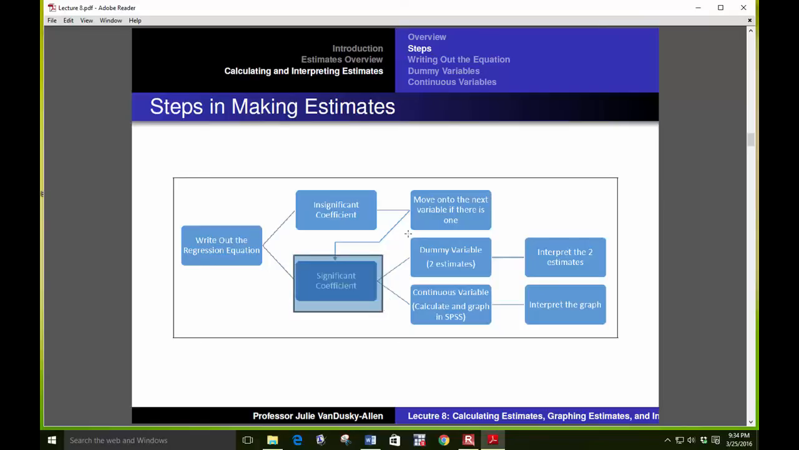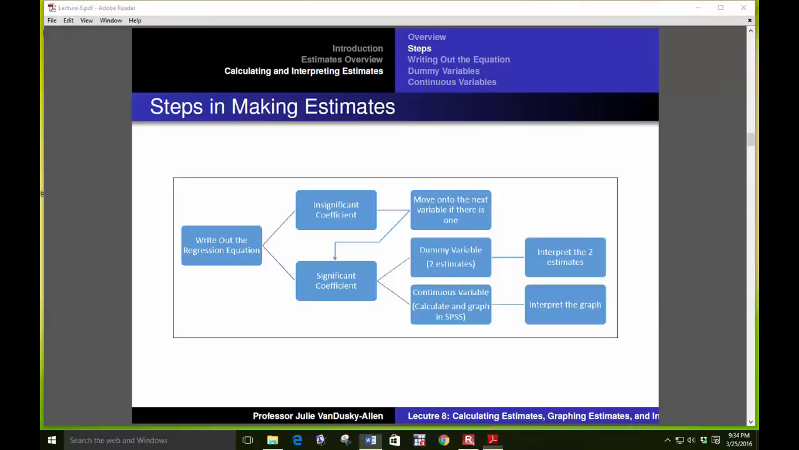If the variable is a dummy variable, you make two estimates, one for each category of the dummy variable. Then you interpret these estimates. If the variable is continuous, you make estimates across all the values of the independent variable and graph the estimates against the independent variable. Then you interpret the graph.